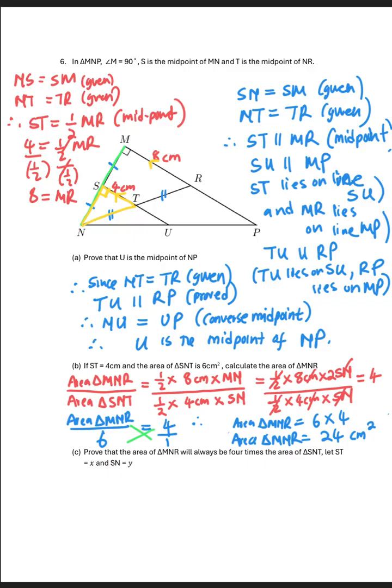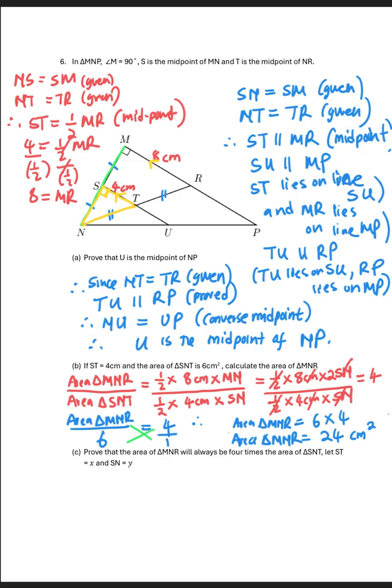Yeah, then you can see that we just proved that. These problems are very interesting because they teach you logical reasoning. You are able to reason logically, come up with solutions using critical thinking and using what you are given to arrive at the answer. And the last question is 6.6c, which says prove that the area of triangle MNR will always be 4 times the area of triangle SNT.